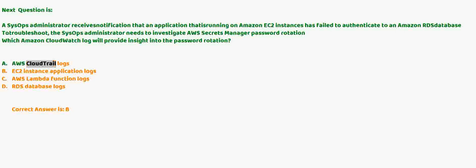A. AWS CloudTrail logs. B. EC2 instance application logs. C. AWS Lambda function logs. D. RDS database logs. Correct answer is B.